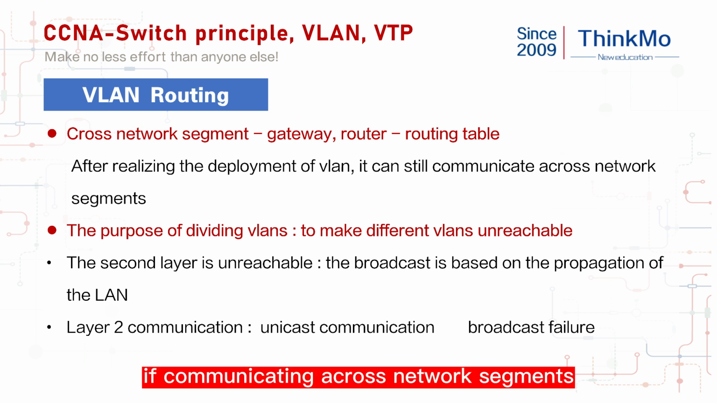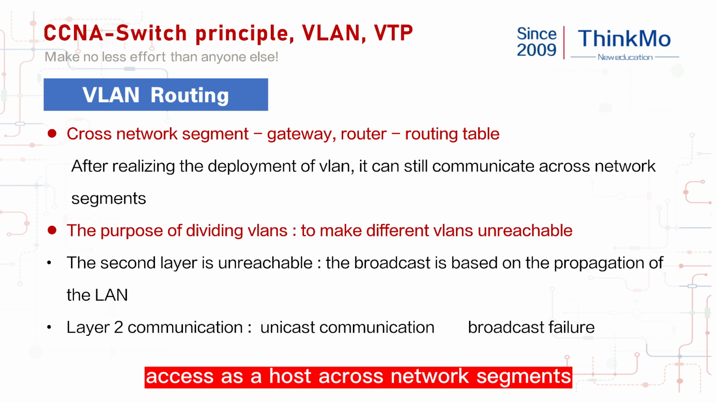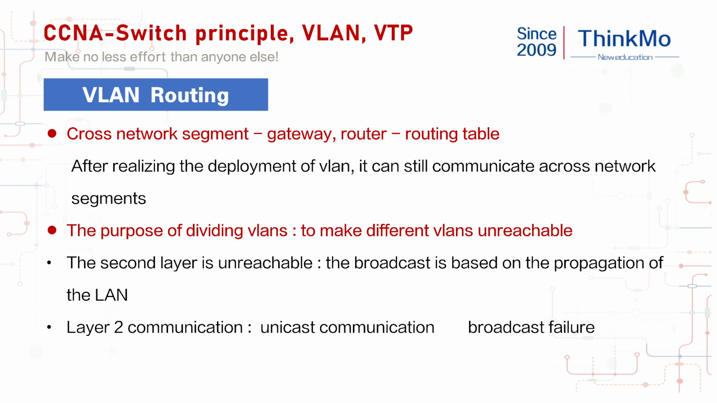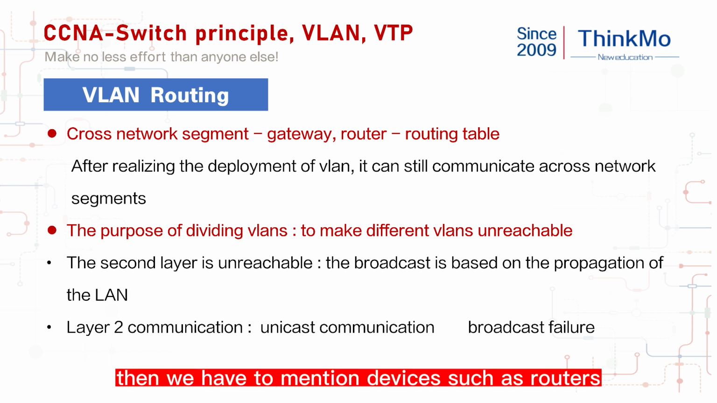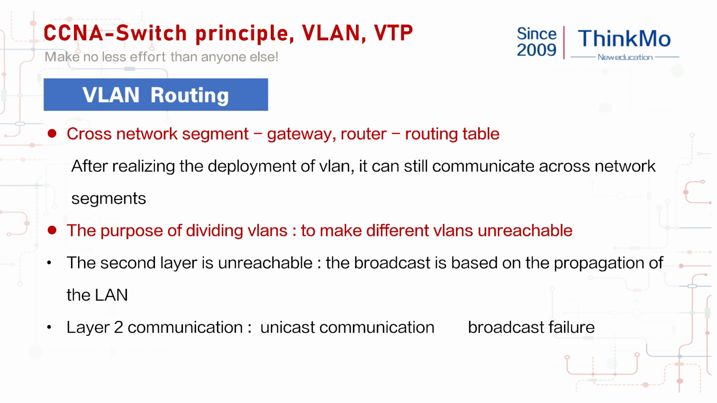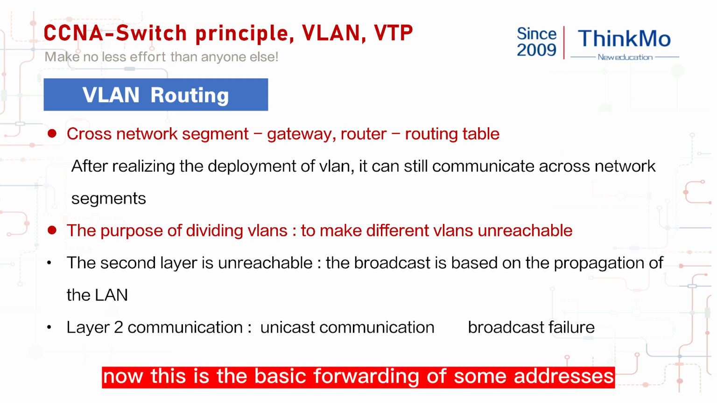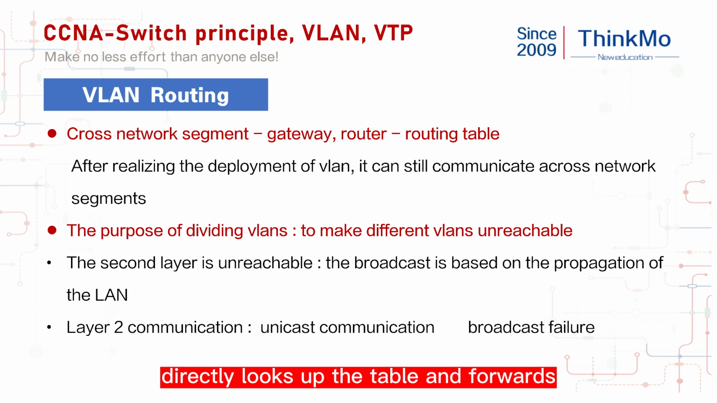If communicating across network segments, it is known that a host accessing another network segment looks for a gateway. The gateway helps it communicate across network segments. Then we have to mention devices such as routers. Wait a minute, I will introduce a router. We will use a router to communicate across network segments. Everyone should be familiar with the routing table. It is the basic forwarding of addresses. We can find gateways across network segments, and then the router directly looks up the table and forwards.